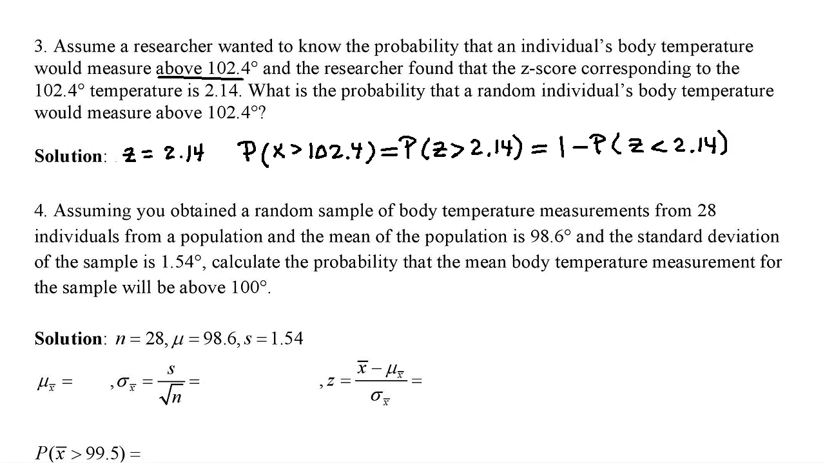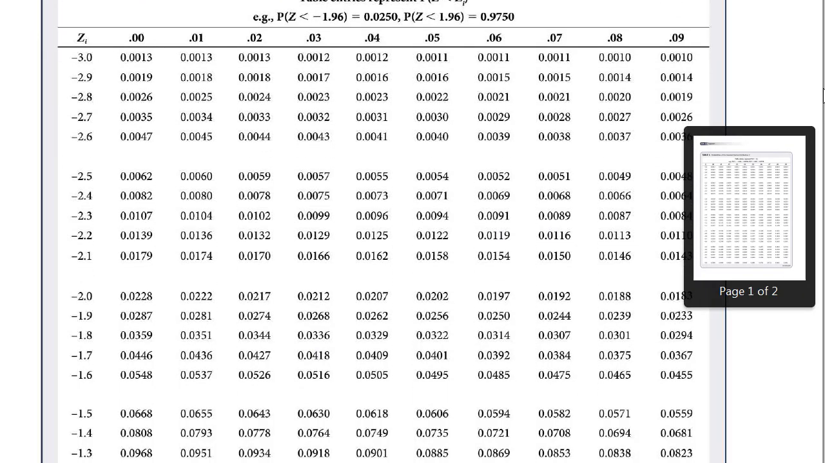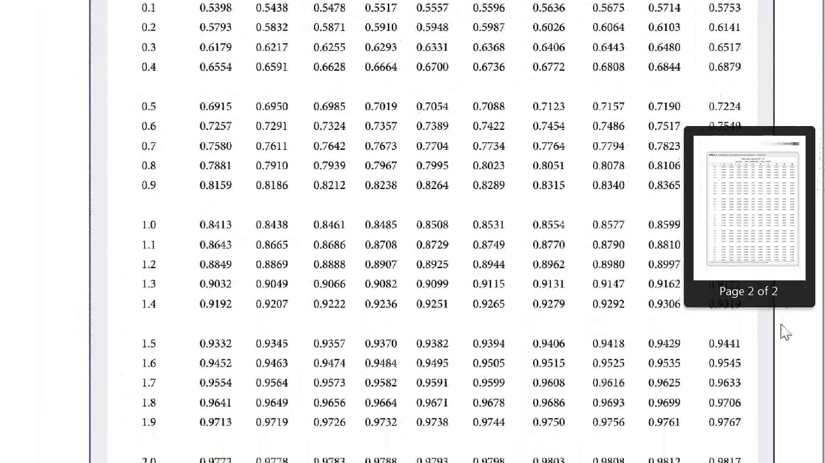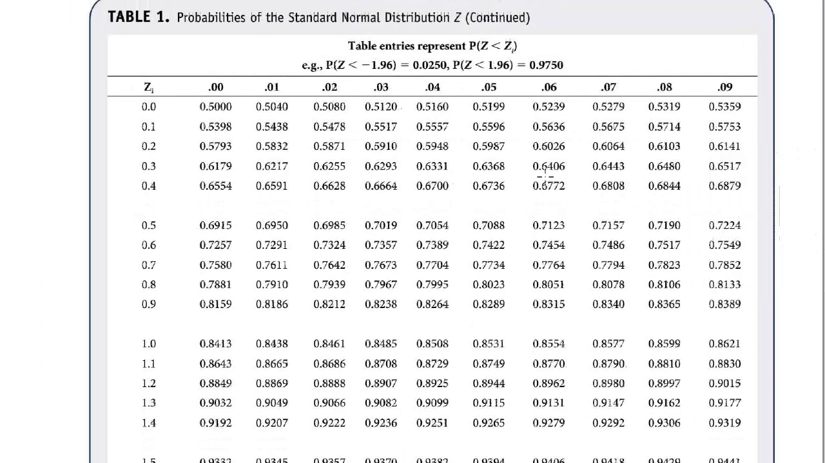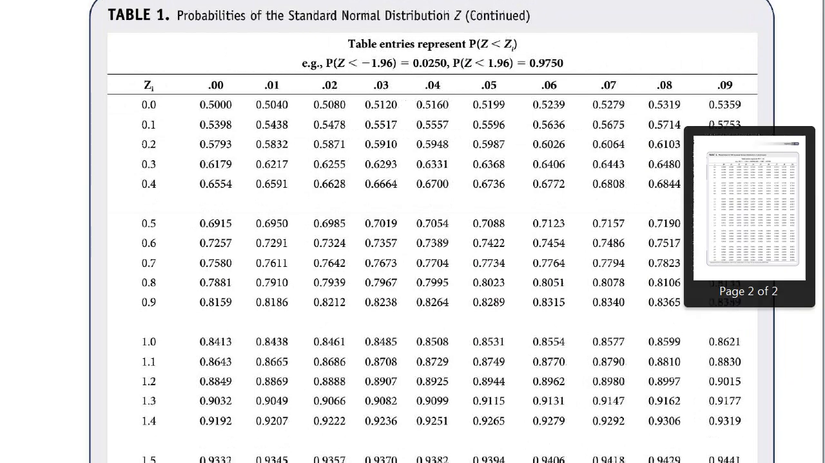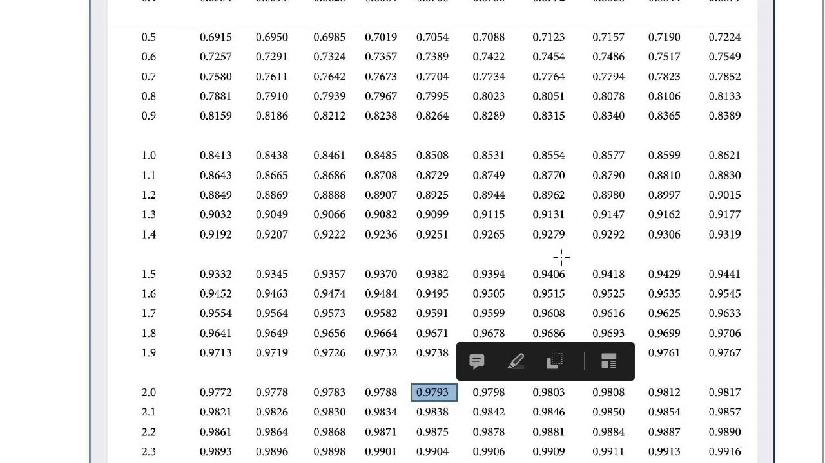So now we go to our standard normal table. This is table 1 in the back of the book. And again, these numbers represent z is less than a specific z value, like z less than negative 1.96. We want 2.14. So let's see, this is the negative side of the table. Go to the next page. So the 04 column is here, and then the 2.0 row is down here. So 2.00, 01, 02, 03, 04 right there. 9793.